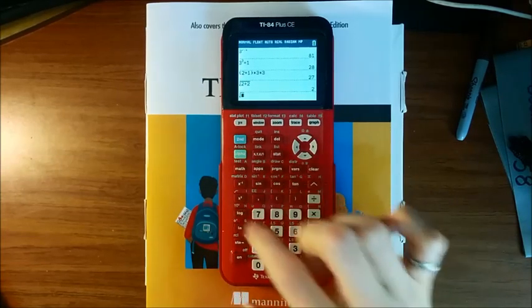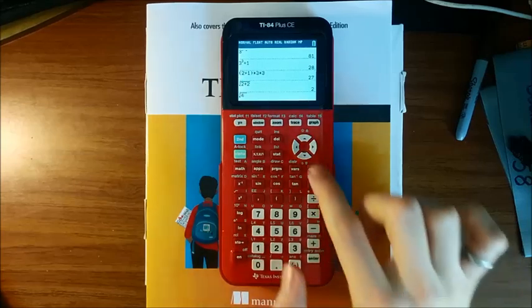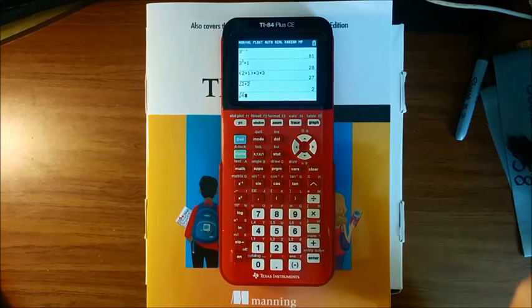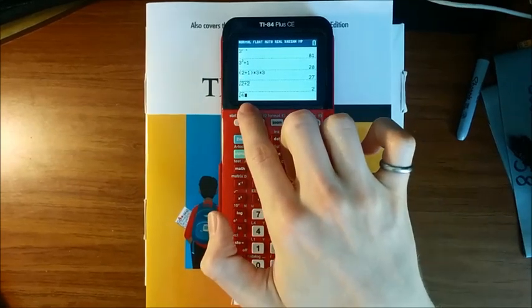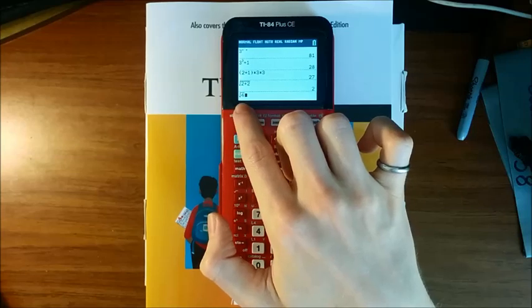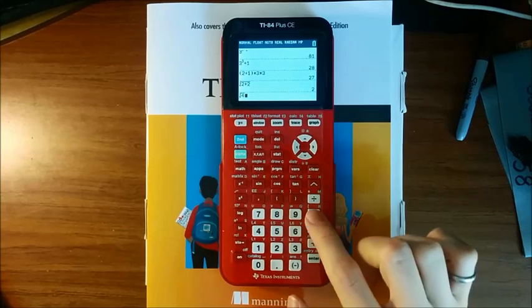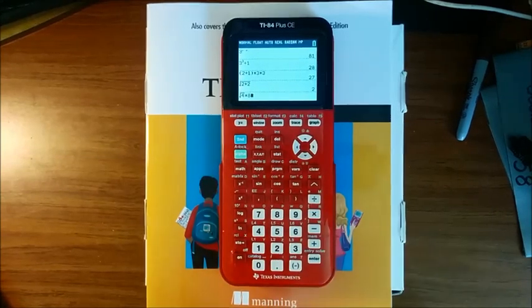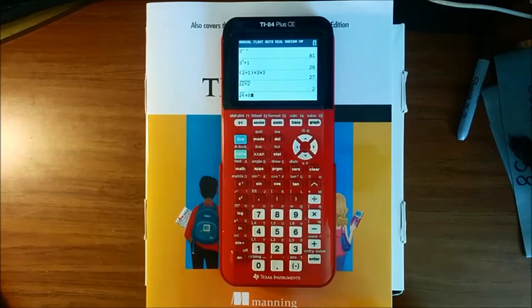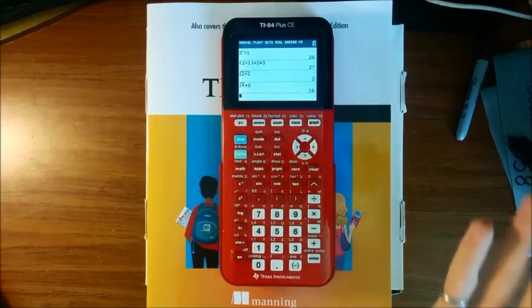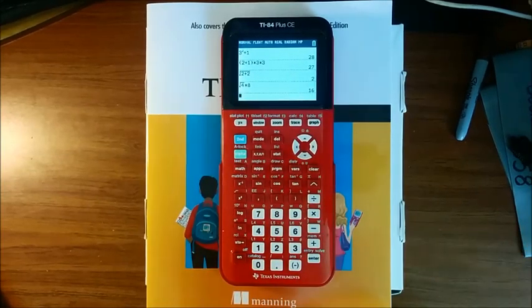Similarly, we could take the square root of 4, then outside of the radical, and notice that when I press the right arrow key, the radical shrank to just cover the 4. We can now multiply that answer by 8. So we'll get the square root of 4, or 2, times 8, which should be 16. And indeed, the answer is 16.